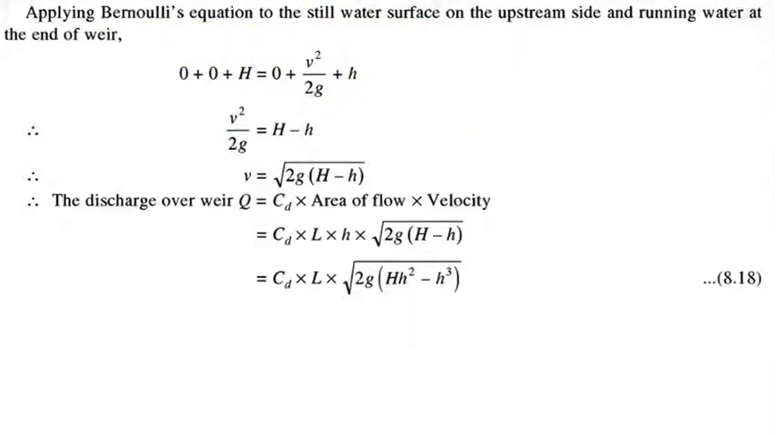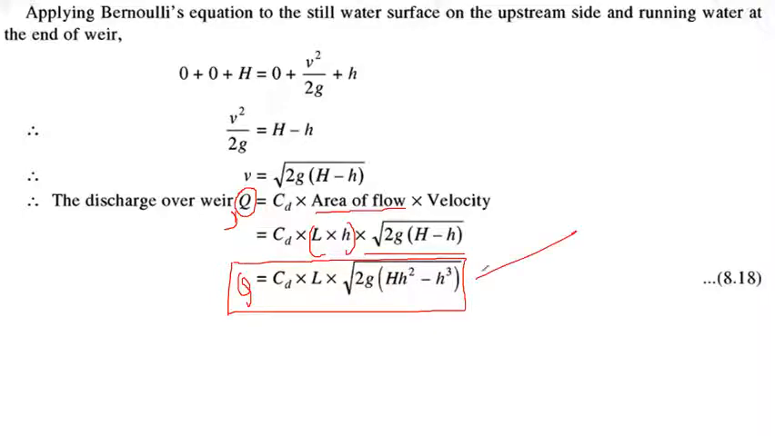So the discharge over the weir, discharge is represented by the notation Q. That is CD into area of flow into velocity. So that is CD into L into h. L into h is the area of flow and velocity is given by square root of 2g into (H minus h). So Q is equal to CD into L into square root of 2g into (H h square minus h cube). This is the discharge equation for a broad crested weir.